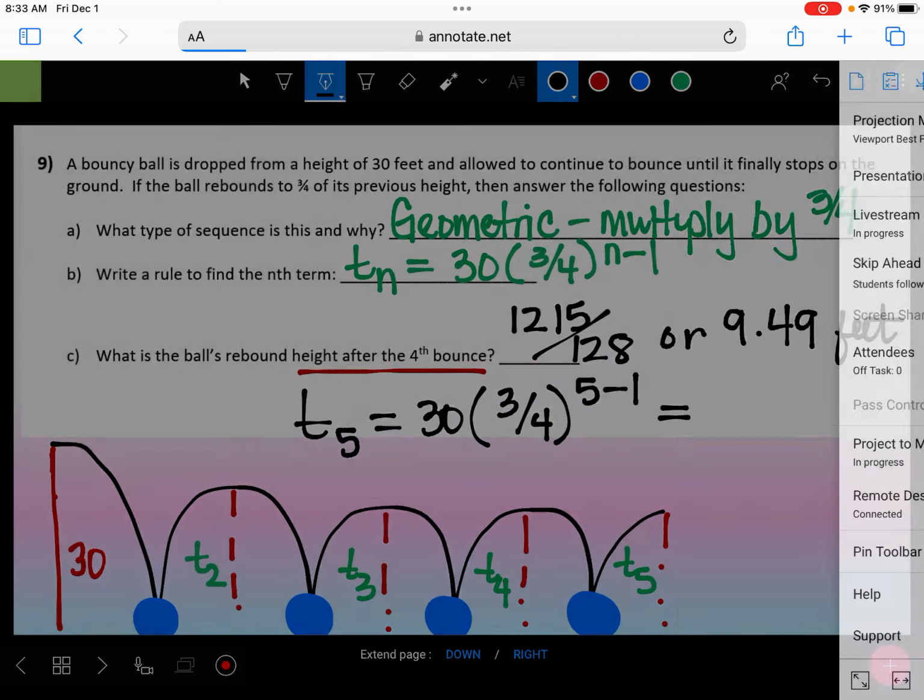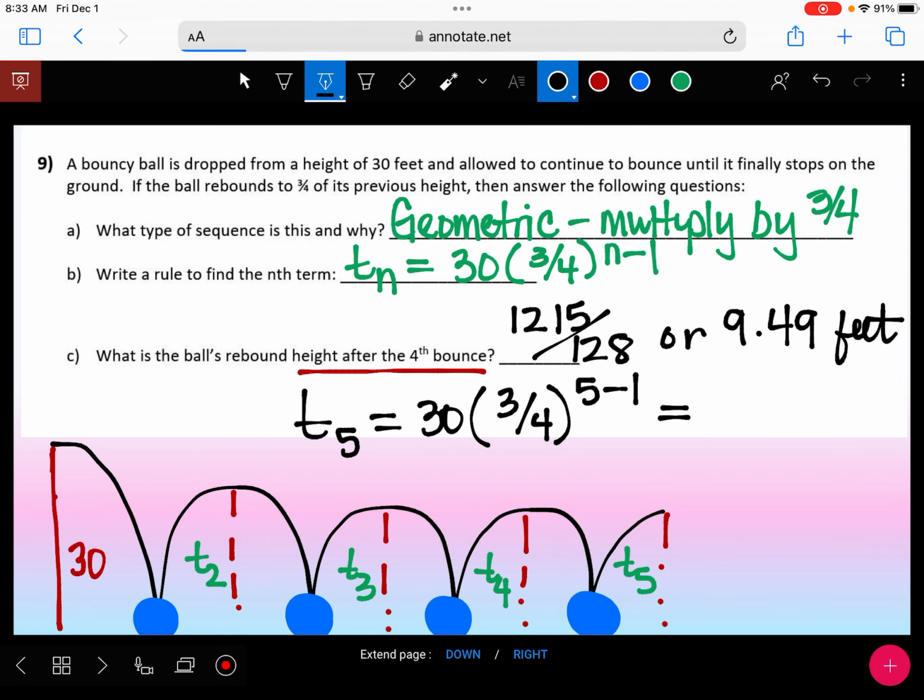Okay, so I'll give you a chance to compare your answers. So you're multiplying by 3/4. That's why it's geometric. The rule would be Tn equals the first term times the ratio to the power of n minus 1. Hopefully the diagram helps you understand why you're looking for T5 and not T4. And I would take that answer as a fraction or a decimal. I think the yellow calculators give you a fraction. You can also write that as a decimal.